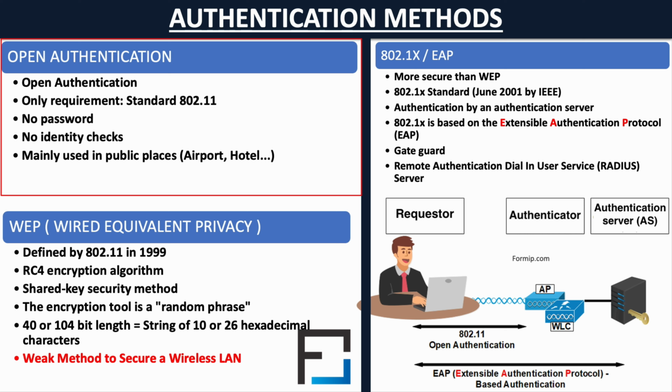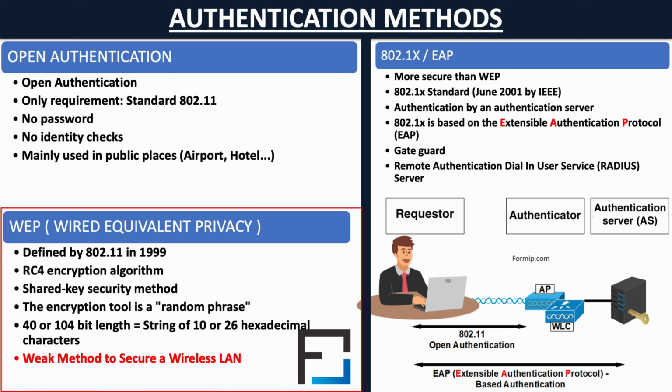For example, in public places, such as at the airport or even in hotels, you can freely connect to the Wi-Fi network. And as soon as you open your browser, that's when you are asked to accept the terms of use of the Wi-Fi and to authenticate yourself before being able to access the network. As you might expect, Open Authentication offers no security on the encryption of data between the client and the access point.